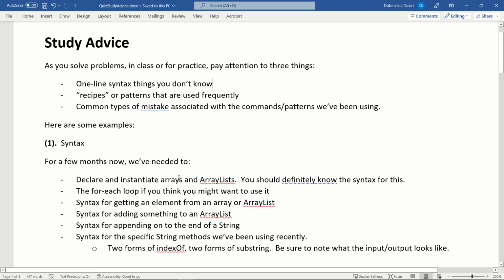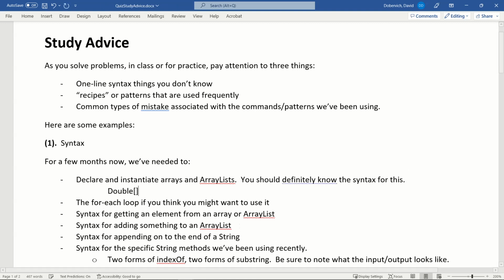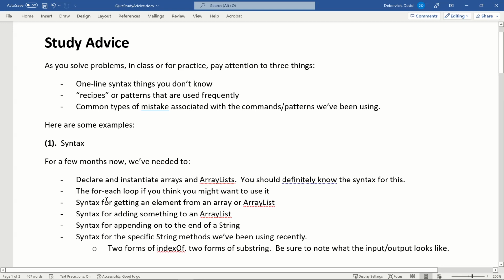The things I have in mind are things like if you don't remember the right syntax for declaring and initializing an array. In the last quiz, a couple of people did something like this: double array equals new double, but then they didn't specify the size of the array in the brackets here. These are very easily fixable mistakes because you get notes to remind yourself what the syntax is. And your own personal syntax things are going to be different than any list that I give you, so you just got to pay attention to that as you're going.